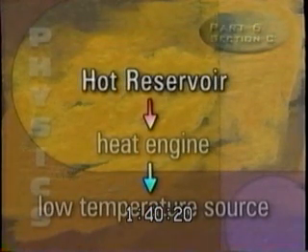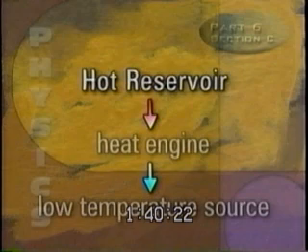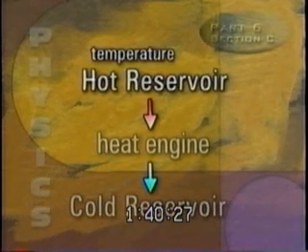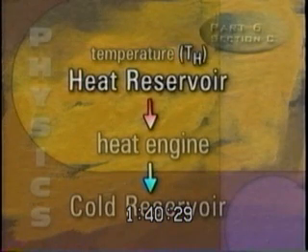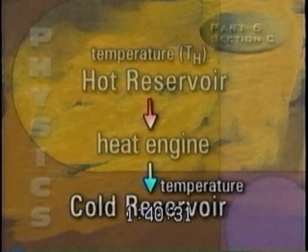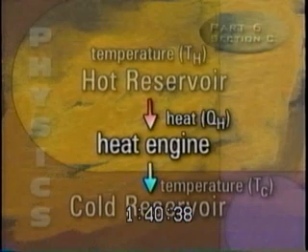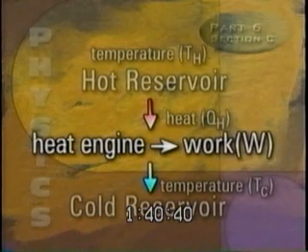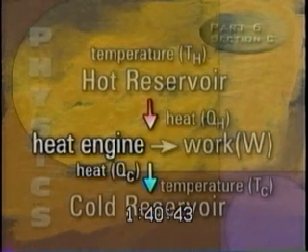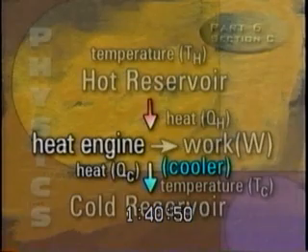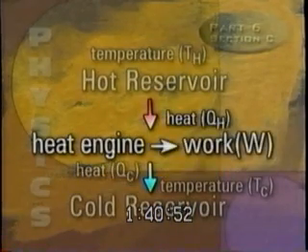And if we can keep adding heat to the low temperature source without raising its temperature, then that's called a cold reservoir. We'll call the temperature of the hot reservoir T sub H, and we'll call the temperature of the cold reservoir T sub C. The heat engine takes heat, Q sub H, from the hot reservoir and turns some of that heat into work, W. Then it dumps the leftover heat, Q sub C, which is now at a cooler temperature, T sub C, into the cold reservoir. So the engine is able to do work using the higher temperature, Q sub H.